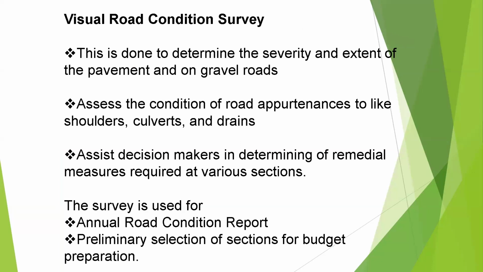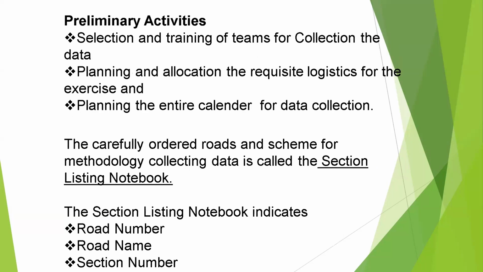So for the visual road condition survey, we want to determine the severity and extent of pavement distress on gravel roads and other flexible roads. So we do that to assess the condition of road appurtenances like the shoulders, the culverts, the drains, and other things. Then also it assists decision makers in finding remedial measures for required work to be done.